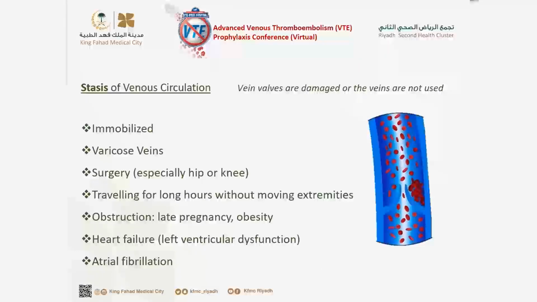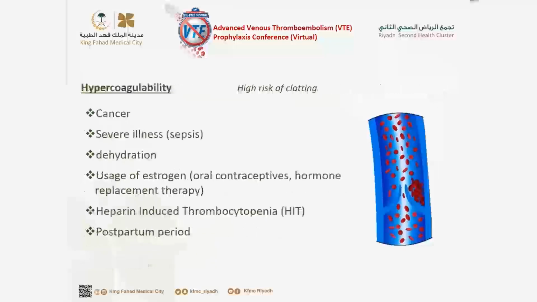The patients who are at risk here are those who are immobilized, have varicose veins, have had surgery, especially hip and knee. They've been traveling for long hours without moving the extremities, whether by air flight or driving. It could be due to obstruction, late pregnancy, especially in the third trimester, or due to obesity, heart failure, left ventricular dysfunction, or atrial fibrillation, and there's more. I'm just highlighting the important ones here.